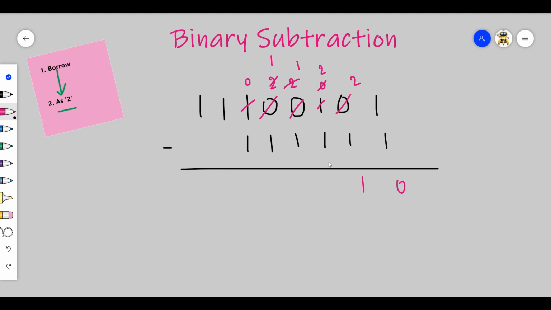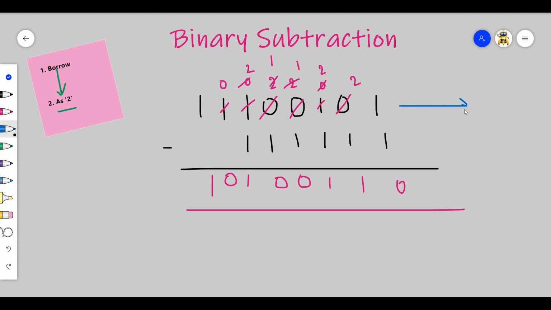So 2 minus 1 is 1, 1 minus 1 is 0, again 1 minus 1 is 0, 0 minus 1 not possible, so I need to borrow, so this will be 0 and this will be 2. So 2 minus 1 is 1 and this will be 0 and this will be 1. So that is my final difference.